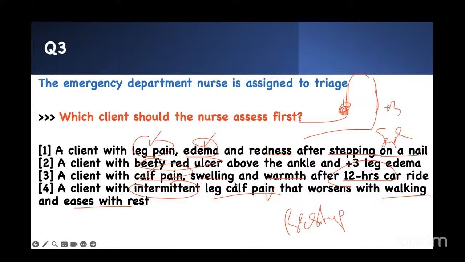Calf pain, swelling, and warm 12 hours afterward, riding a car. This is DVT. And then intermittent pain when I walk, then it stops when I rest. This is what? Claudication. Who are you going to see? A claudicant, somebody with possible DVT, somebody with sepsis, and somebody with what? Chronic venous disease. That is the only way you can master prioritization.